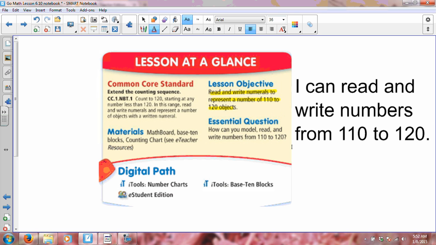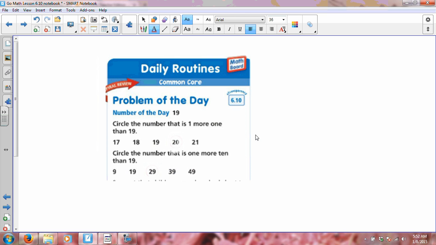And our question that you're going to hopefully be able to answer by the end of the lesson is how can you model, read, and write numbers from 110 to 120? All right. The first thing that you're going to need to do is to get out your 3-ring binder and your journal page and do the problem of the day.